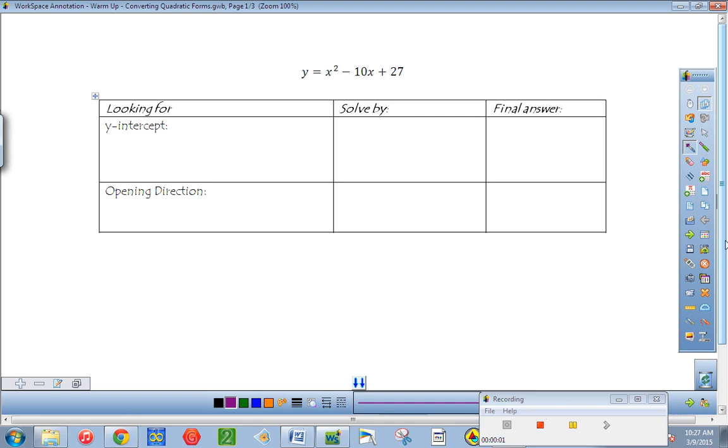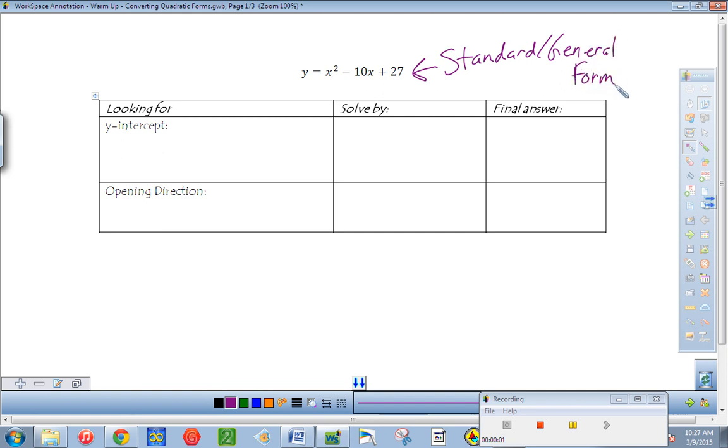Alright, I put these in a really specific order for you. Okay? So, why is y-intercept first? Do you know what form this is called? They're all quadratic. Standard. You already said it, you're right. This is standard or general form.